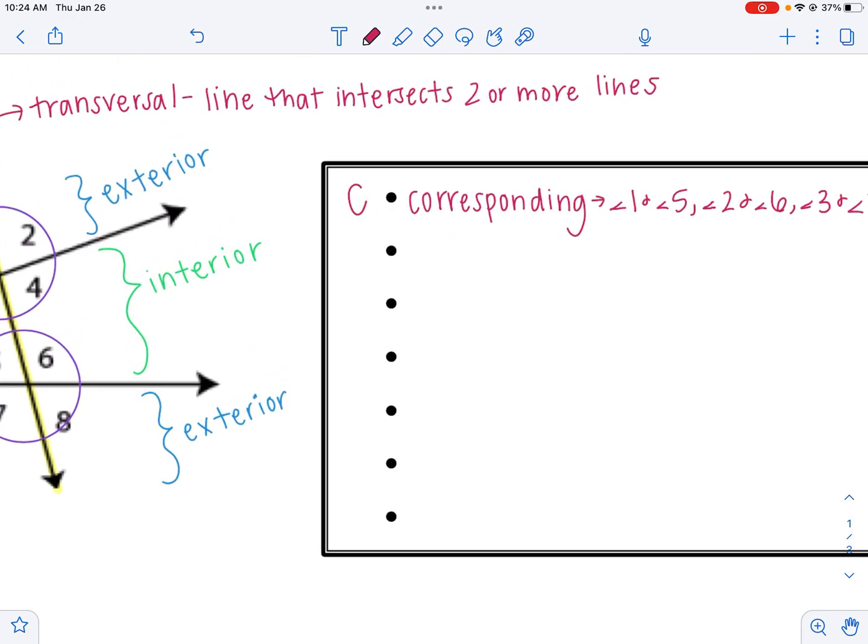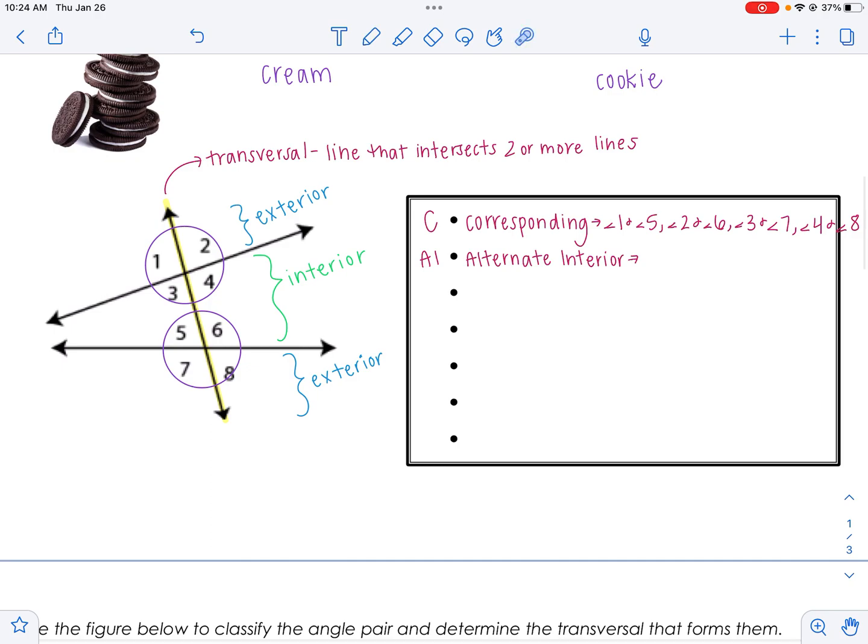The other way that these angles can be related is if we have alternate interior angles, or AI for short. Now, remember that for alternate interior, we have to pick one from each set. So if I go up here and I pick 3, 3 and 4 aren't alternate interior. I need to pick one from the second set down here. So 3 would be alternate interior with 6. I would cut across the transversal. So 3 and 6 would be alternate interior. So I could say 3 and 6, or I could go the other way and say that 4 and 5 are also alternate interior.